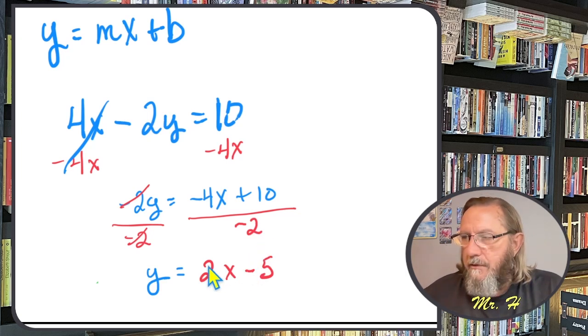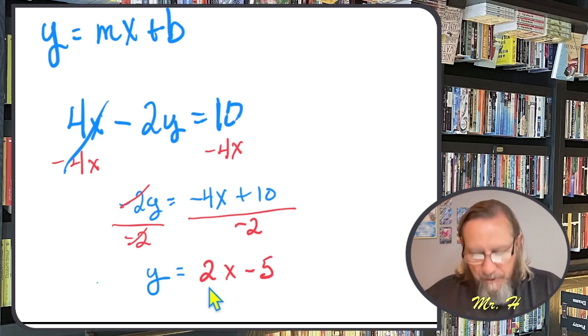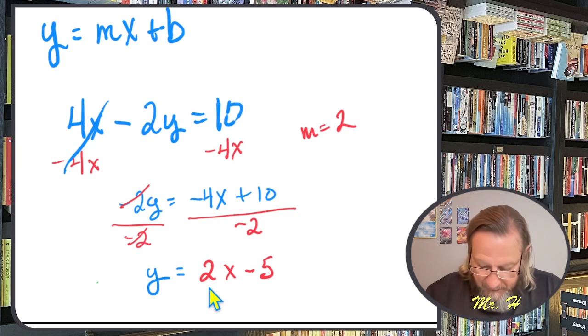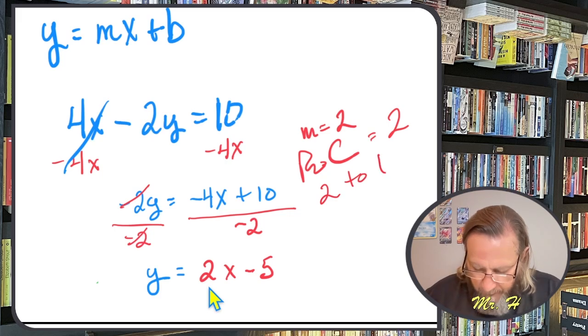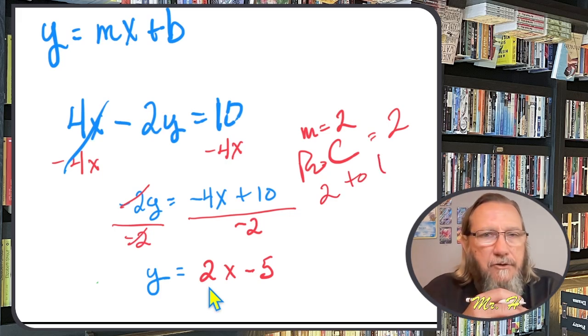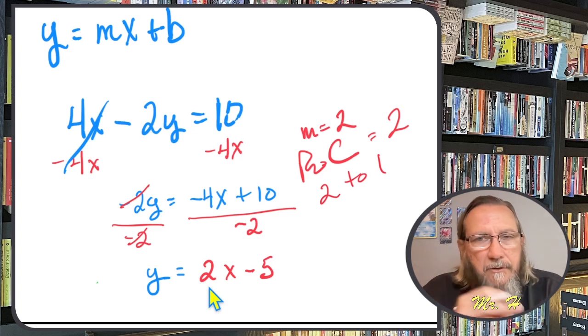Now my equation is in slope-intercept form. Now, and only now, am I allowed to look at it for the slope. The slope is going to be 2, and that means the rate of change is going to be 2 as well. All right? 2 to 1. Rate of change: one thing is changing 2 times every time the other unit is changing once. Let's do another one.